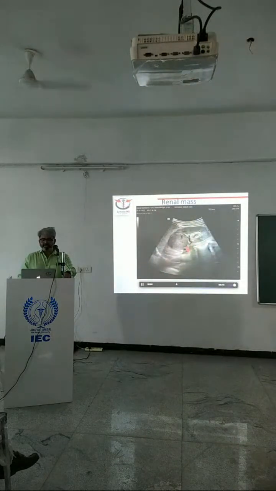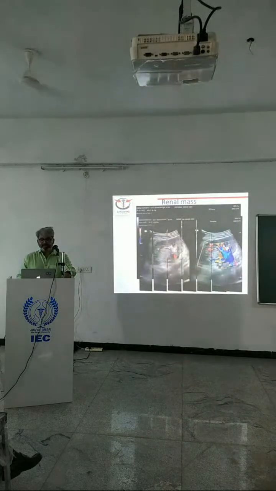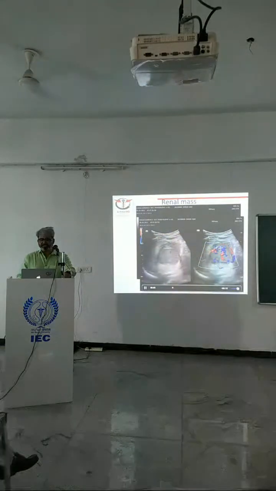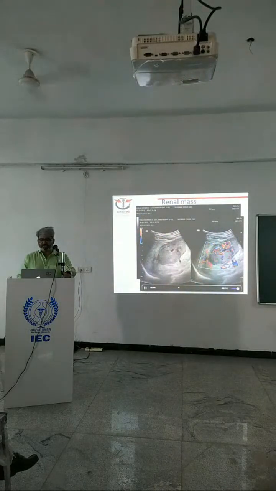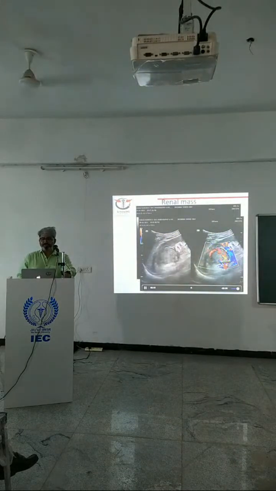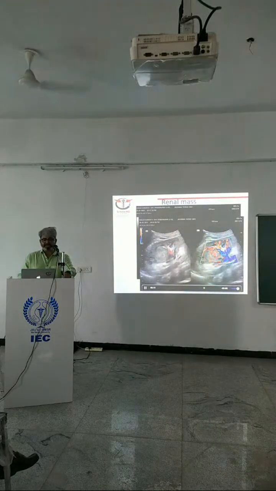Visually, you can appreciate that there is a mass over here involving the upper pole of the right kidney. As soon as I put on the color Doppler, I can realize that there are multiple branching vascularities involving the mass. In fact, on biopsy, it came out as angiomyolipoma or liposarcoma. So it was a rare kind of tumor and not a classical RCC.